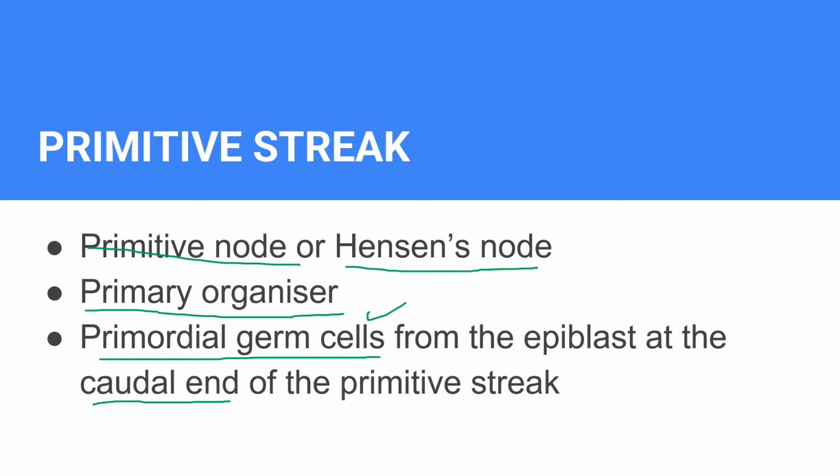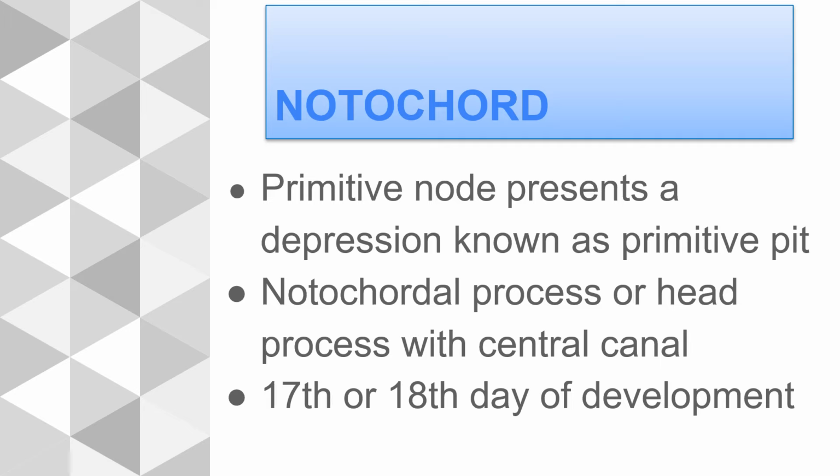So the primitive streak starts on the 15th day, and it is the primary organizer, and it also gives rise to the primordial germ cells. We are seeing the changes in the embryoblast or the germ layers in the third week. We have already completed the important primary organizer formation, that is the primitive streak. Now the primitive streak gives rise to the secondary organizer, the notochord. The notochord is again important, short notes for the students.